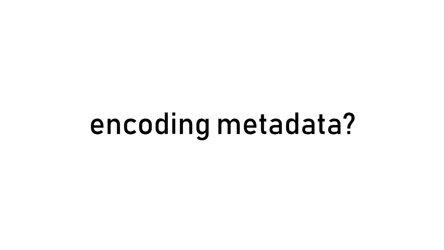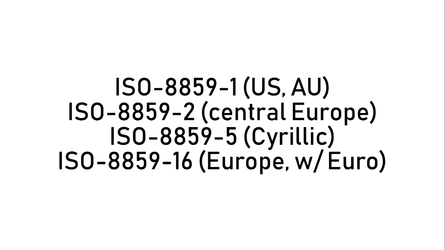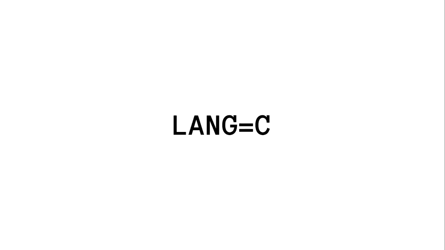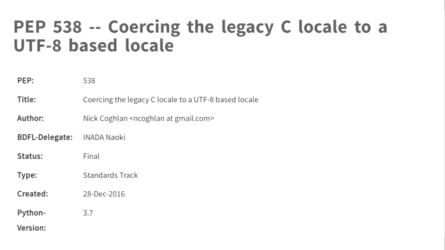So you have some bytes. How do you know what it is? Well, you kind of just have to guess, because it could be a code page of anything. It could be Russian. Python has a thing called PEP 538. It makes this a lot better. Thank you.